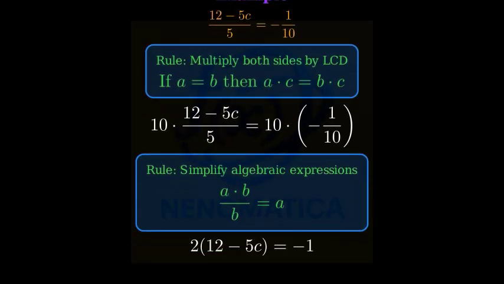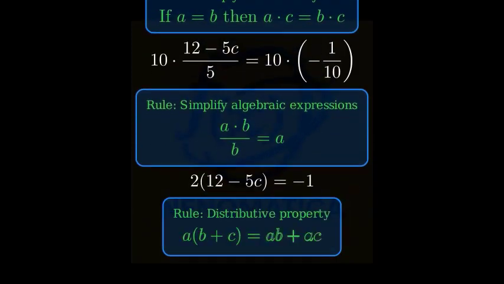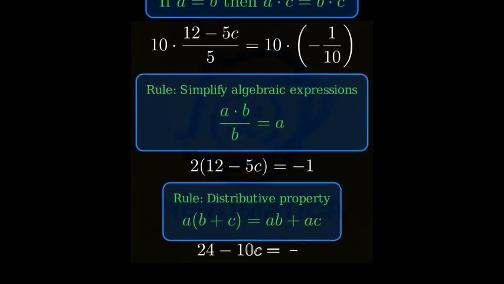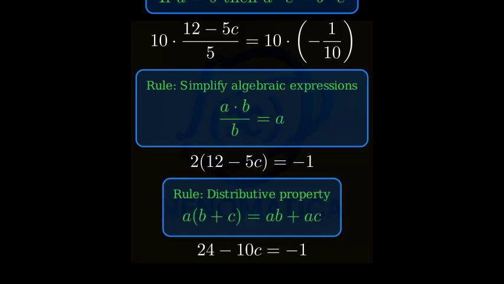10 divided by 5 is 2, so we have 2 times (12 minus 5c). On the right side, 10 times negative 1/10 simplifies to negative 1. Next, we distribute the factor of 2 on the left side. 2 times 12 is 24, and 2 times negative 5c is negative 10c. So we get 24 minus 10c equals negative 1.